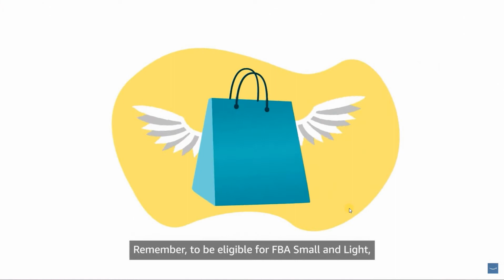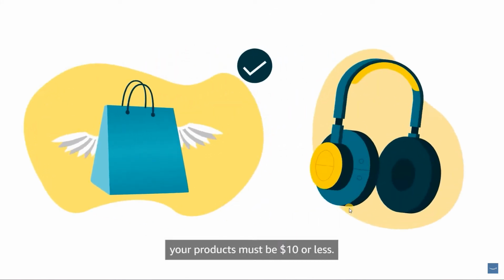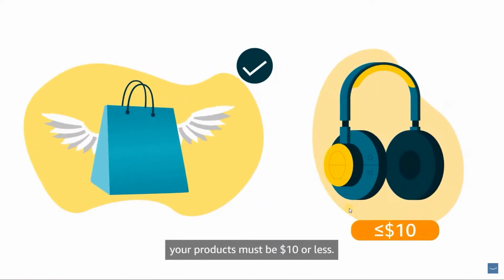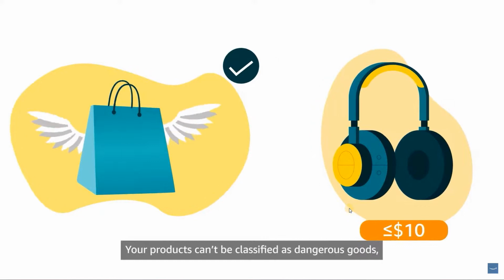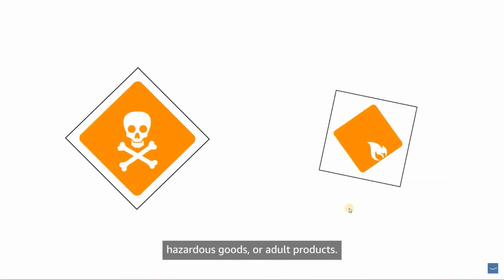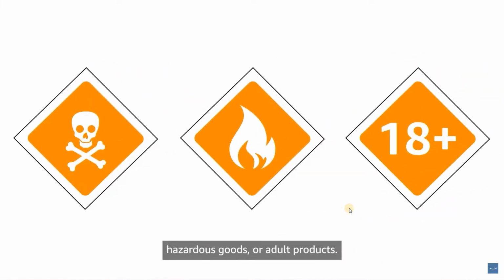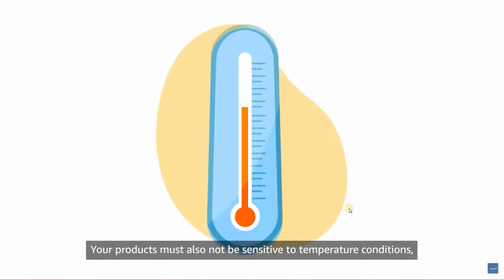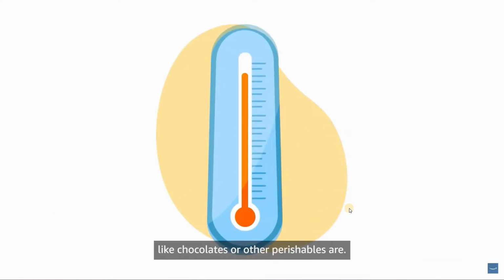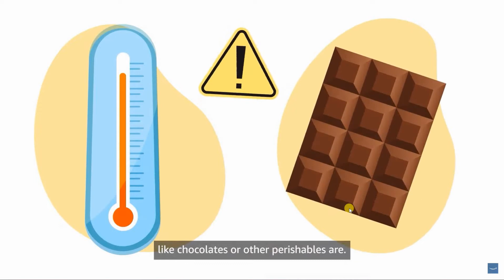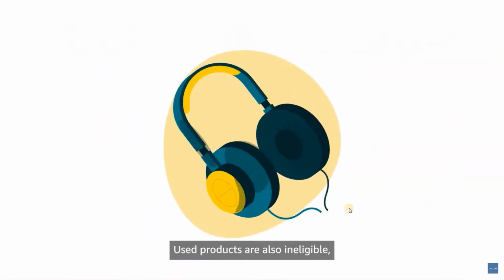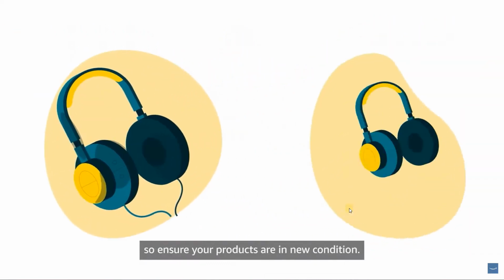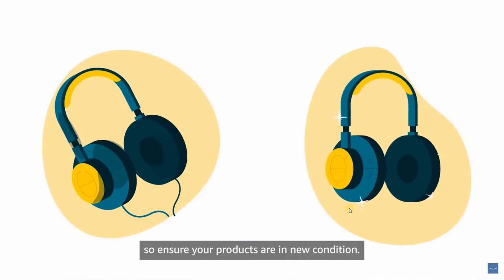Remember, to be eligible for FBA Small and Light, your products must be $10 or less. Your products can't be classified as dangerous goods, hazardous goods, or adult products. Your products must also not be sensitive to temperature conditions like chocolates or other perishables are. Used products are also ineligible, so ensure your products are in new condition.